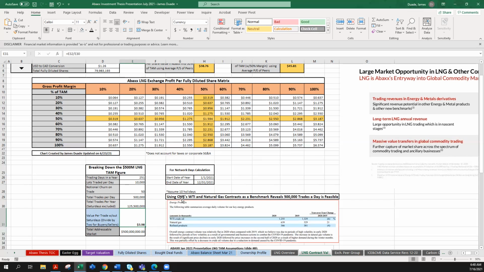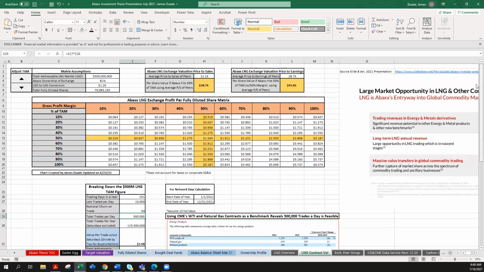We can also take a look at the 10K for CME and see that in 2020 and 2019, the total number of contracts that they traded in a given year was 639,000 for natural gas in 2020, and about 530,000 in 2019. So the fact that they're trying to trade 500,000 trades per day kind of jives with what CME does for natural gas.